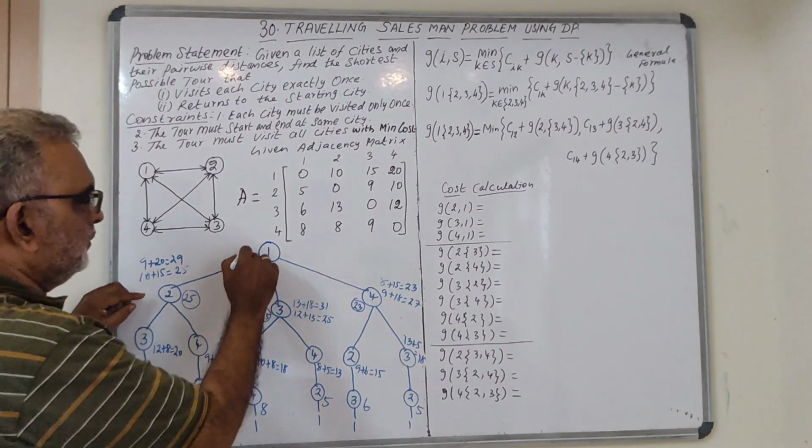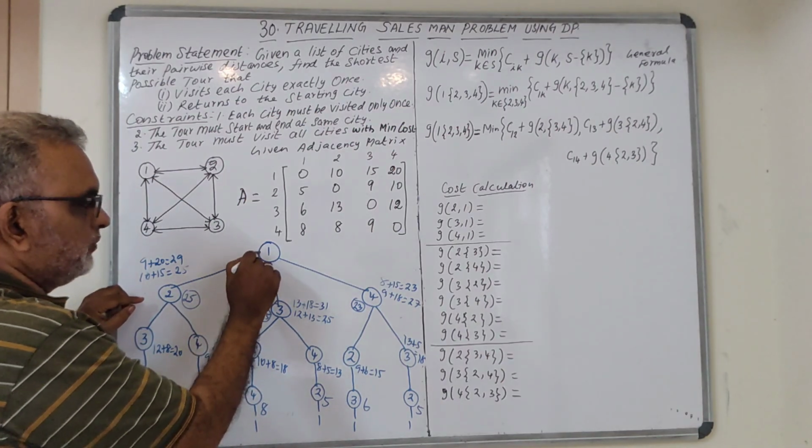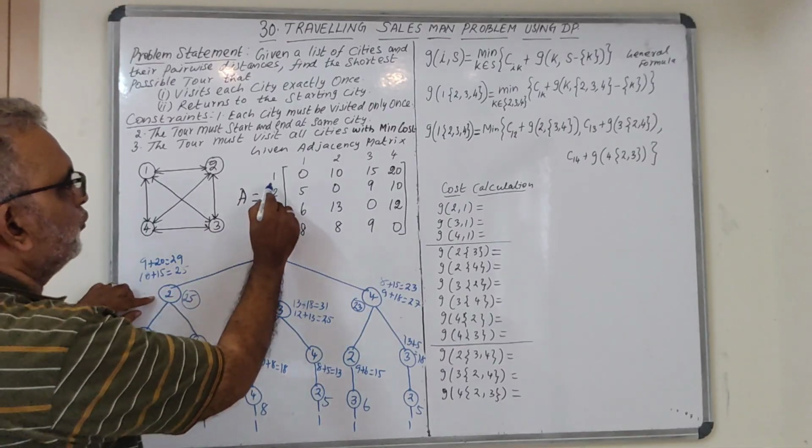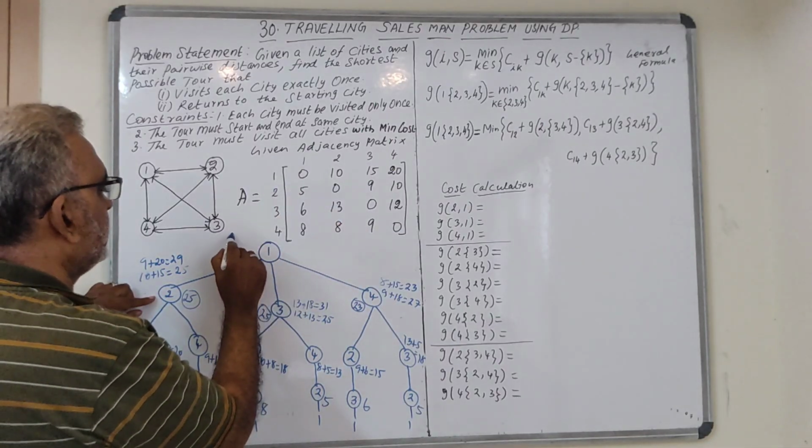Now come to the first level from city 1. From city 1 to reaching city 2, 1 to 2, it is 10.